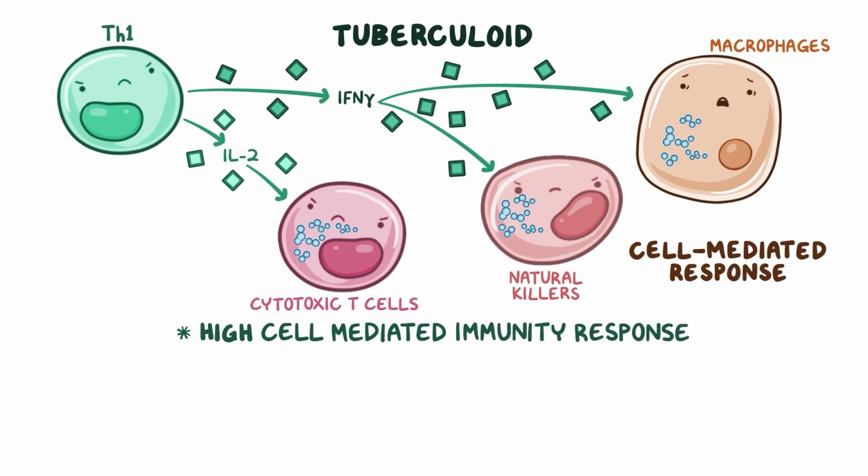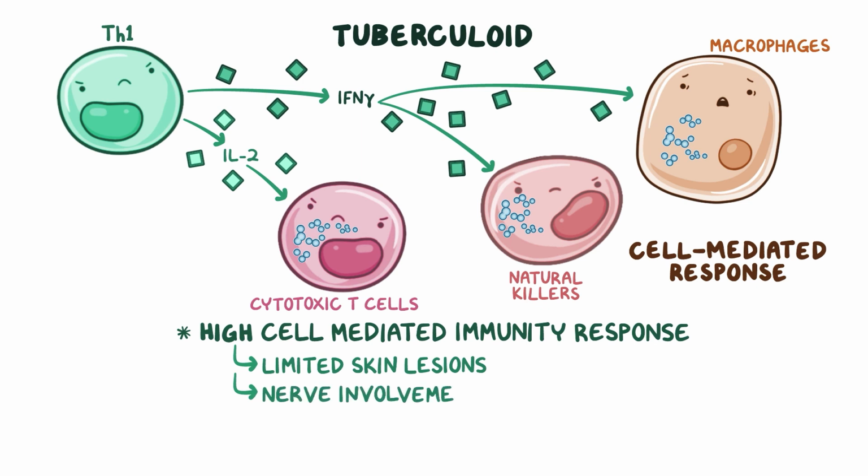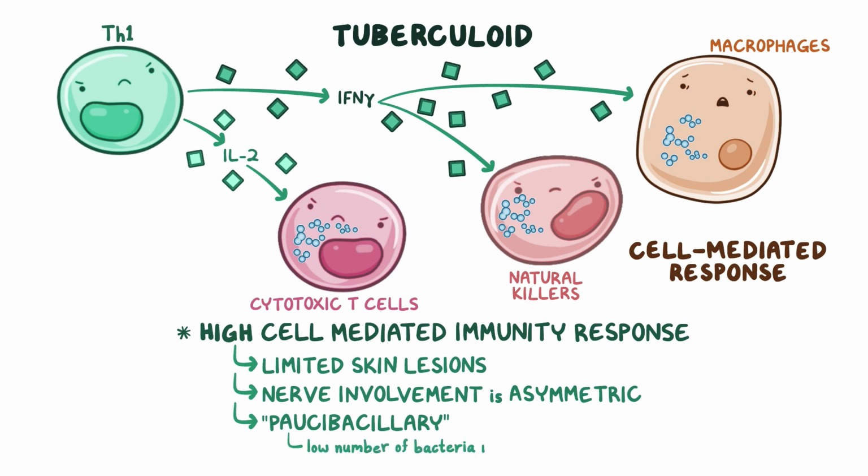response. Hence, with the tuberculoid form, there's a limited number of skin lesions, and nerve involvement is usually asymmetric. This form is also called paucibacillary leprosy because of the low number of bacteria in the skin lesions.